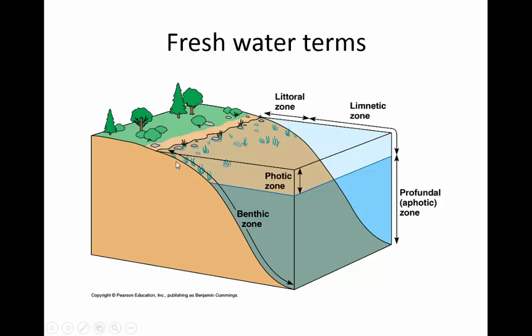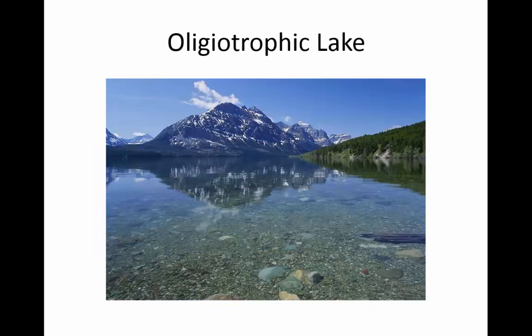For your limnetic zone. Again, you have your benthic zone, that's along the bottom, and it may or may not have plants. You can see there's plants growing on the bottom here, but once you get below that aphotic zone, you're certainly not going to have any plant growth going on there because there's no light to support photosynthesis. All right, different types of lakes.